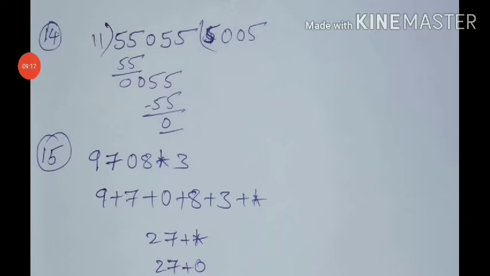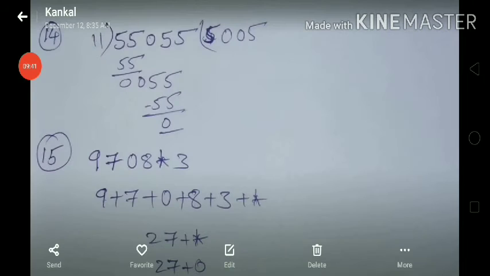Next, on dividing 55,055 by 11, the quotient obtained is: 11 5 is 55, 0. So again we are taking two digits at a time, that's why again one more 0. 11 5 is 55, 0. So 5005 is the answer. The quotient is 5005.